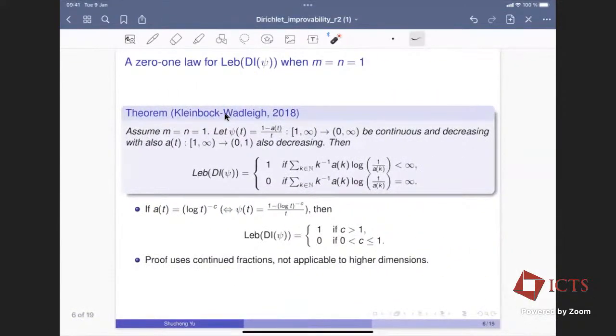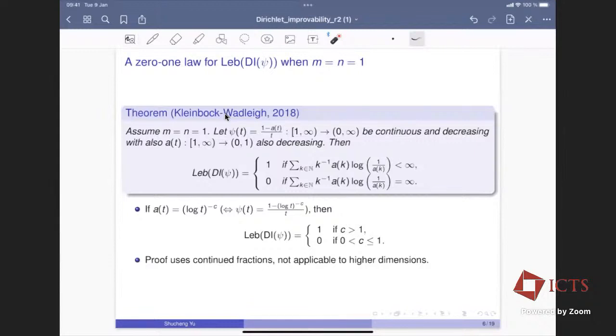And there's another known case, proved by Kleinbock and Wadleigh in the same paper where they defined this Dirichlet improvable property. Here they deal with the one-dimensional case, so m equals n equals 1, and again assume psi(t) is of this form, 1 minus a(t) over t, and it's continuous and decreasing. And here we assume a(t) is decreasing.